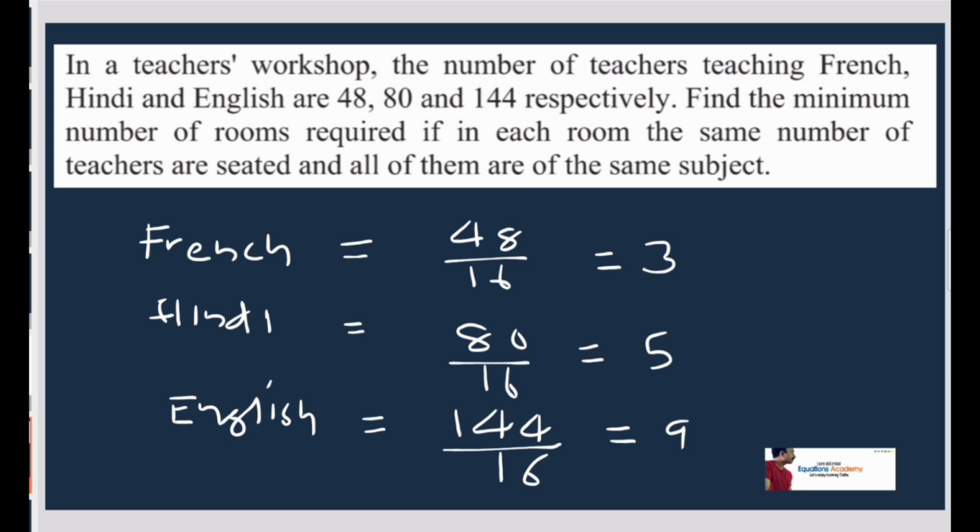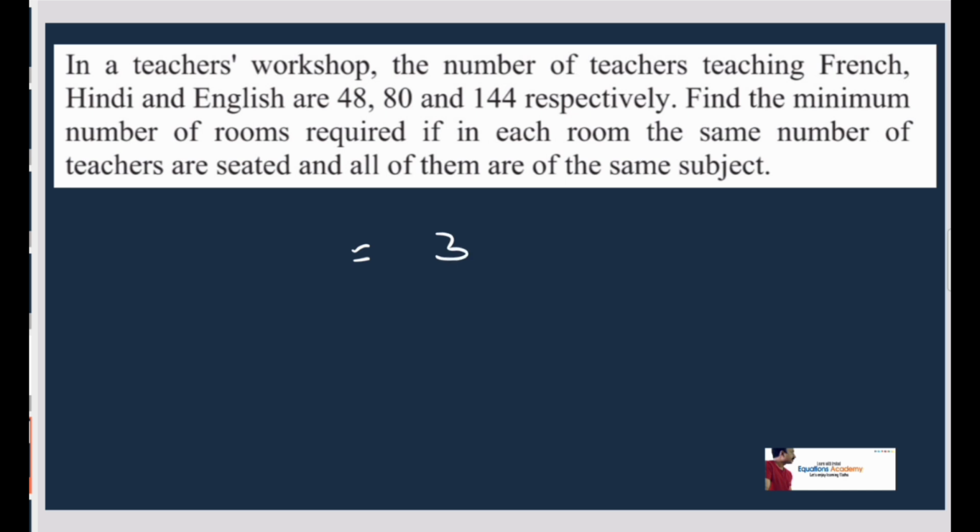So we have got for French teachers 3 rooms, Hindi teachers 5 rooms and English teachers 9 rooms. Therefore, the total minimum number of rooms required is equal to 3 plus 5 plus 9, which is equal to 17, since 3 plus 5 is 8 and 8 plus 9 is 17. So 17 rooms are required.